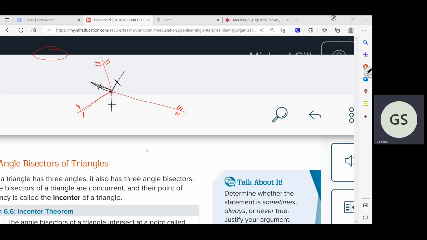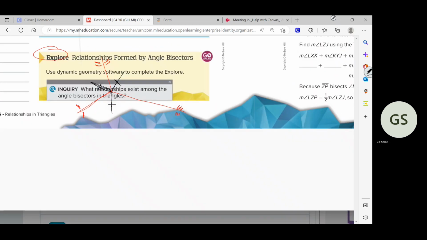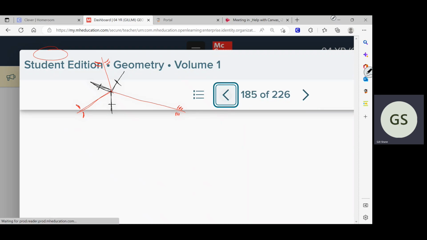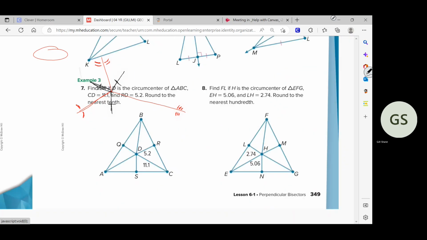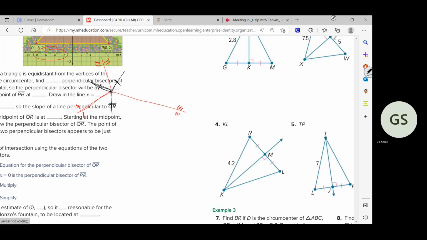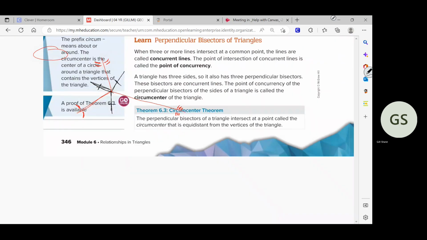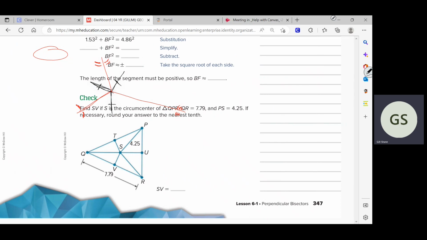Hold on, I gotta find this problem. It might be back on the other one. One more page. All right, so you have it in your pages, so you don't have to look up here. If you don't have the pages, I'll leave it up and you can draw it. Page 347 at the bottom.